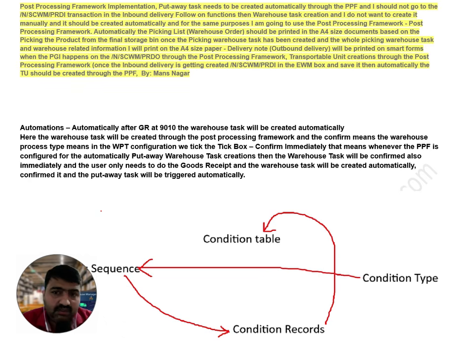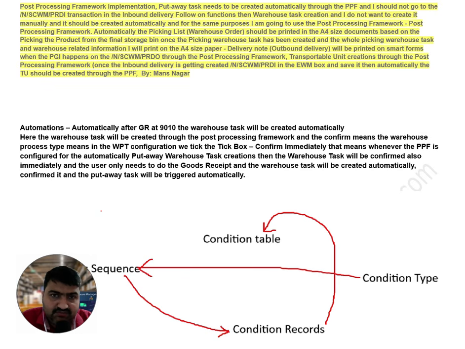At the same time, the picking list would be printed automatically. Okay, and also you can see the final storage bin and the picking warehouse task created, the whole picking warehouse task. Warehouse order related information will be printed on A4 size paper. The delivery note, meaning the outbound delivery order details, will be printed on smart forms or Adobe forms, depending upon what the business implemented. So when the PGI, post goods issue, happens on /n/SCWM/PRDO, transportable unit creation happens through the post processing framework.